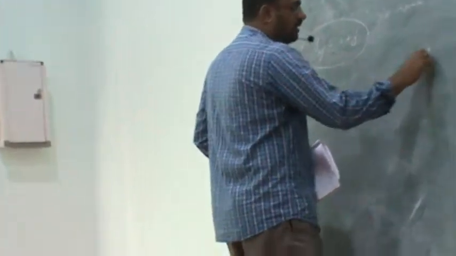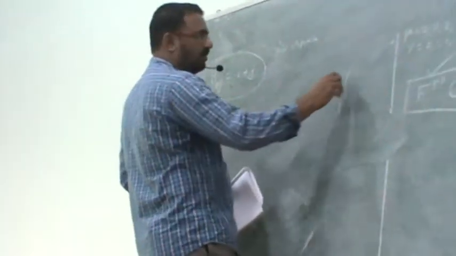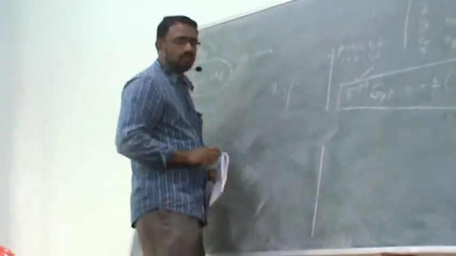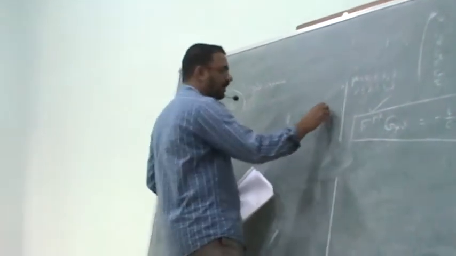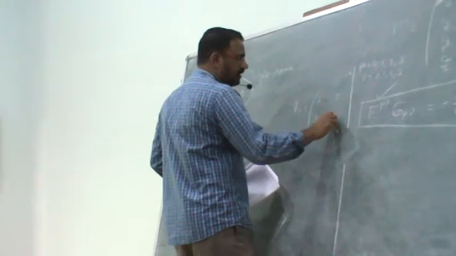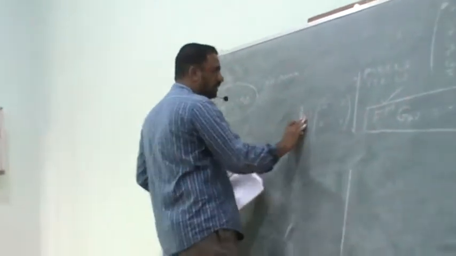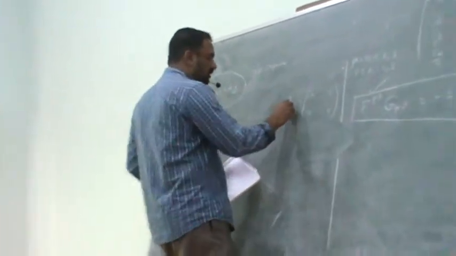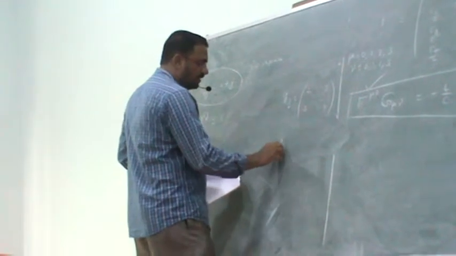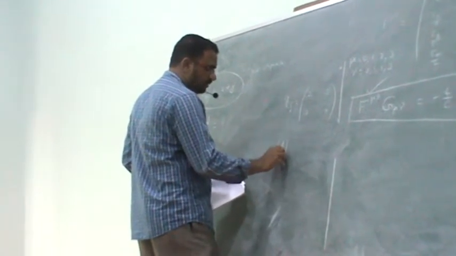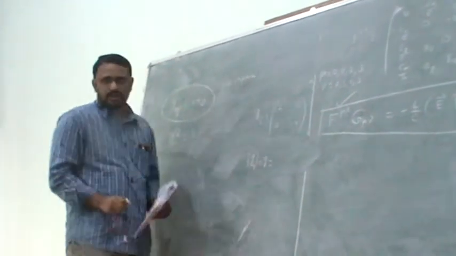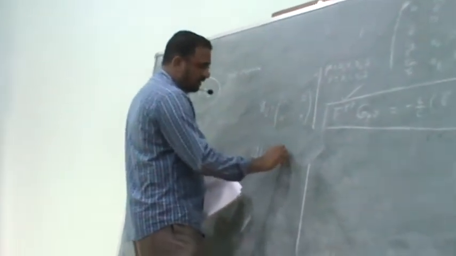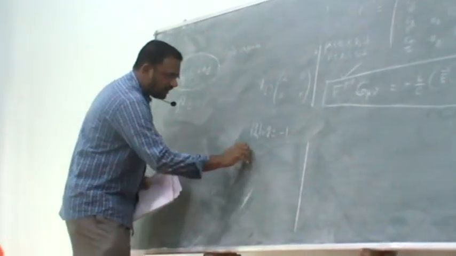So what is g11? 2. What is g12? It's two-dimensional, correct? A 2x2 matrix. What is g12? 3. And this is 4. Now compute the determinant. So g_ij is 2, 3, 3, 4. What is the determinant of g_ij? It's a 2x2 matrix, so it is minus 1. Now what is the inverse of this matrix?